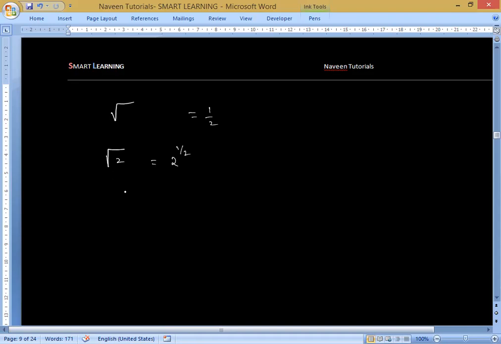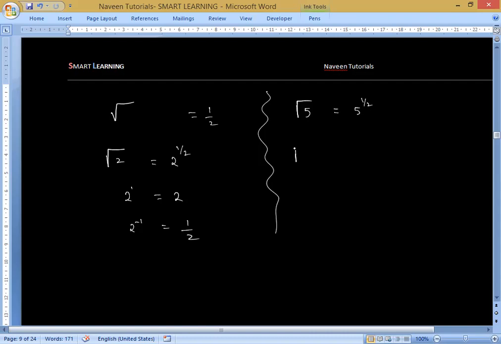Suppose if I am writing only 2, it is 2 power of 1. But in case of a 1, we are not writing anything as a 1. If the power is 1, we are not writing 1. Suppose if the power is minus 1, then we'll write minus 1, which means we'll write 1 by 2. So in simple terms, if anything is written as root 5, it is nothing but 5 to the power of 1 by 2.